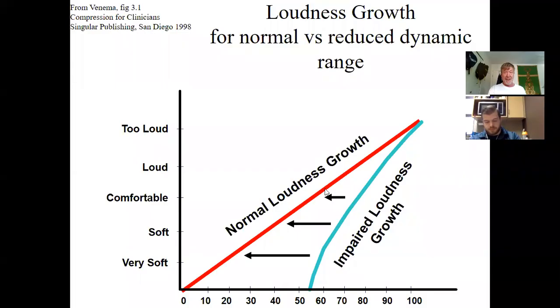Look at the graph really carefully. Okay? The lines meet at 100. Now, look at the arrows. The arrows mean the hearing aid has to amplify soft sounds by a lot, average sounds by less, and loud sounds by little or nothing at all.